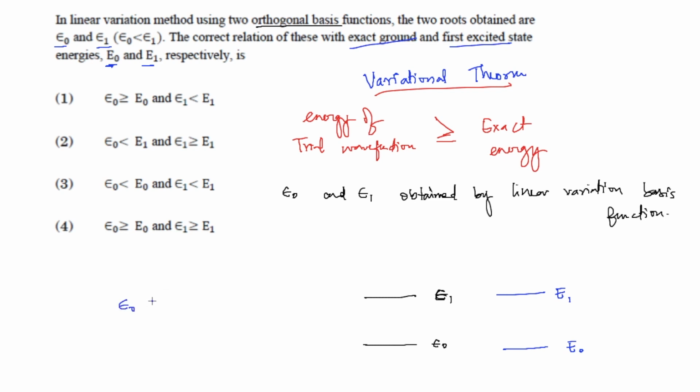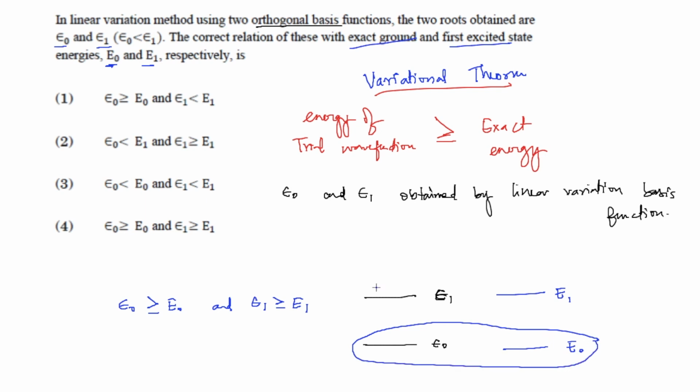Obviously epsilon naught will be greater than or equal to E naught, and the other part, epsilon 1, will be greater than or equal to E1. Why? Because epsilon naught corresponds to the ground state energy and epsilon 1 corresponds to the first excited state energy. They have not mentioned it directly, but based on the term orthogonal basis function, you can understand that they are non-degenerate and belong to successive energy levels. So the lower one will be epsilon naught, the higher one will be epsilon 1. Based upon that, option number 4 is the correct option for this question.